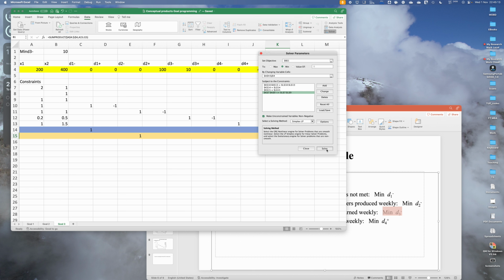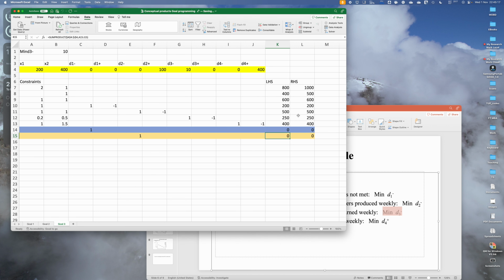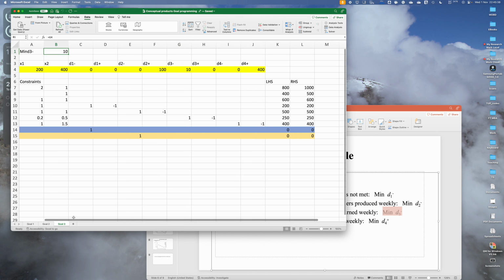Hit OK, click on Solve, and this is the best again we can get. So what I can get right now is again 200 and 400 of CP5, 400 and 500 respectively, and the underachievement that I'm getting is 10. So instead of 240,000, I'm making $230,000 of profit, and I'm underachieved by 10. Again, the solution has not changed because in order to keep the previous goal intact, this is the best I can get.